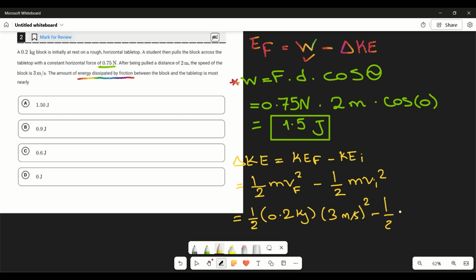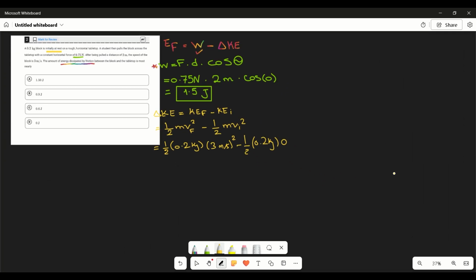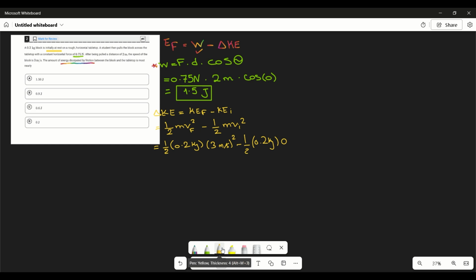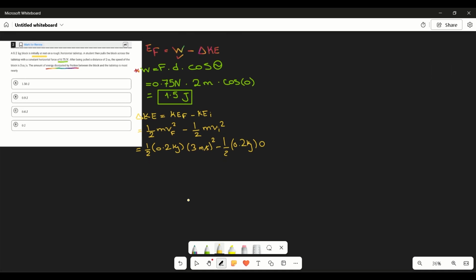Minus half the mass, which is the same since it's the same block, 0.2 kilograms, multiplied by the initial velocity squared. The block is initially at rest, which means the initial velocity is equal to 0. So all of this part will be cancelled out. Let's calculate the rest. Right now the answer will be half multiplied by 0.2 multiplied by 3 squared, which will give us 0.9 joules.